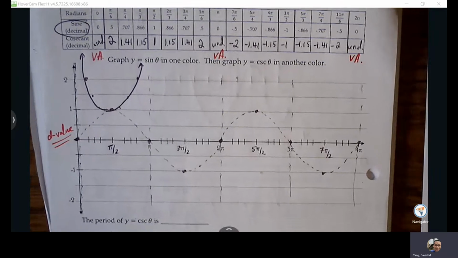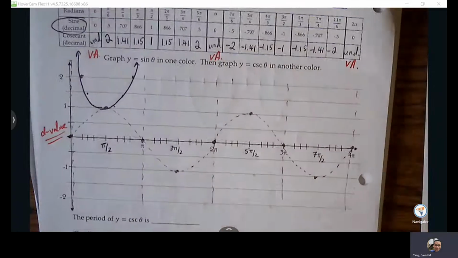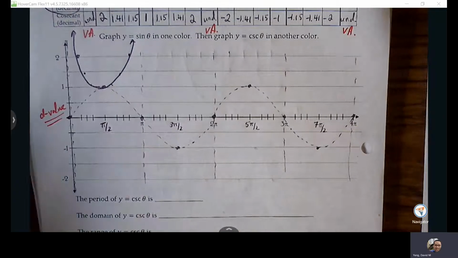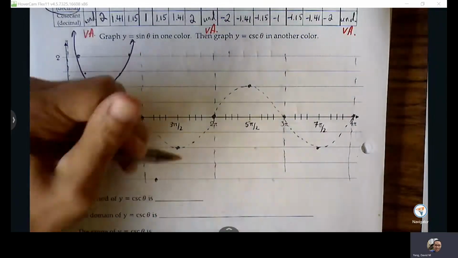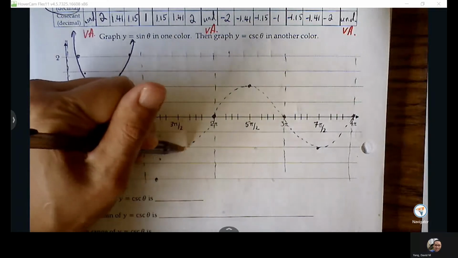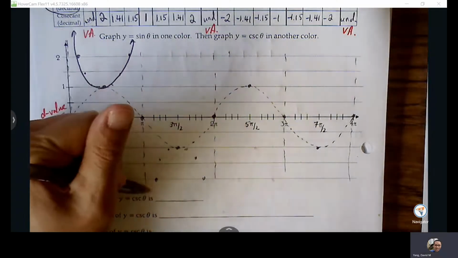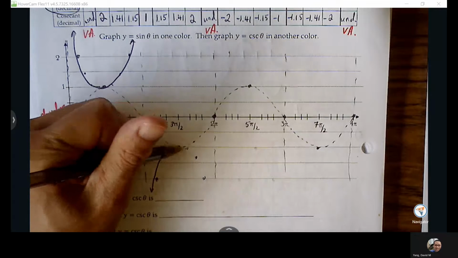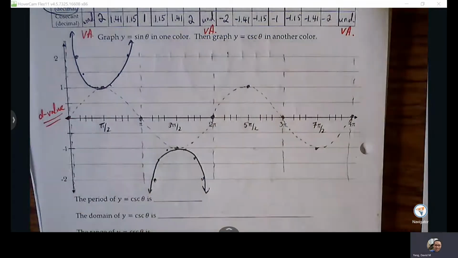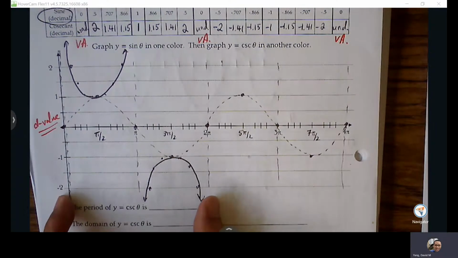Okay, so likewise, we can do the same thing with the region from pi to 2 pi. So 7 pi over 6. Now we're going to be plotting in the negative region, so negative 2, negative 1.41, negative 1.15, negative 1. So once we have that, we have a full complete cycle of the cosecant graph.